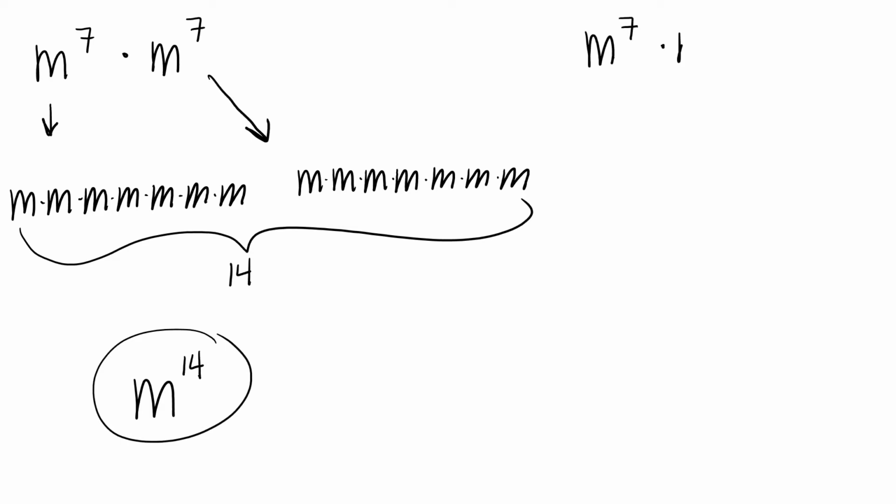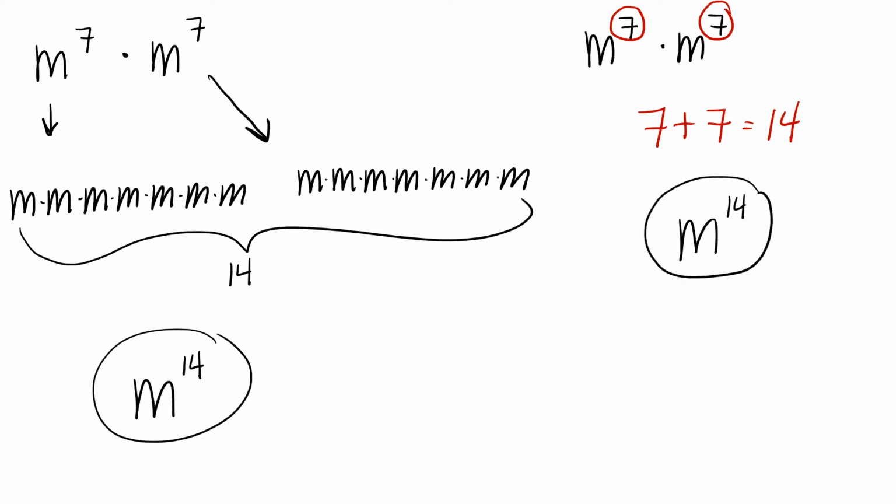If we want to use the shortcut, we would take our original problem. We would add the two exponents together, 7 plus 7, which would equal 14. The base number m stays the same, and 14 is our new exponent.